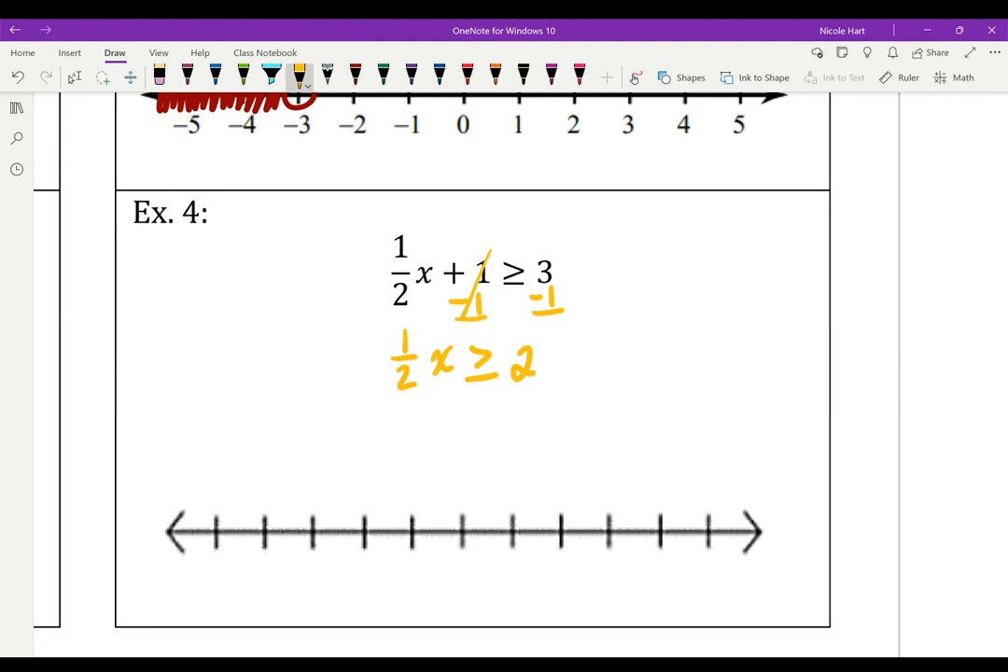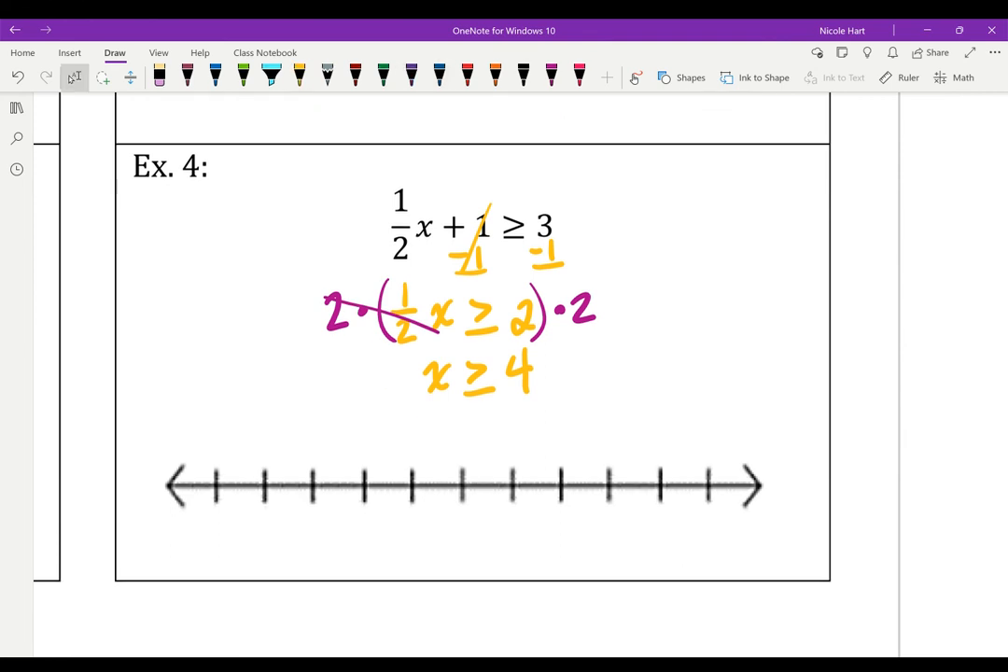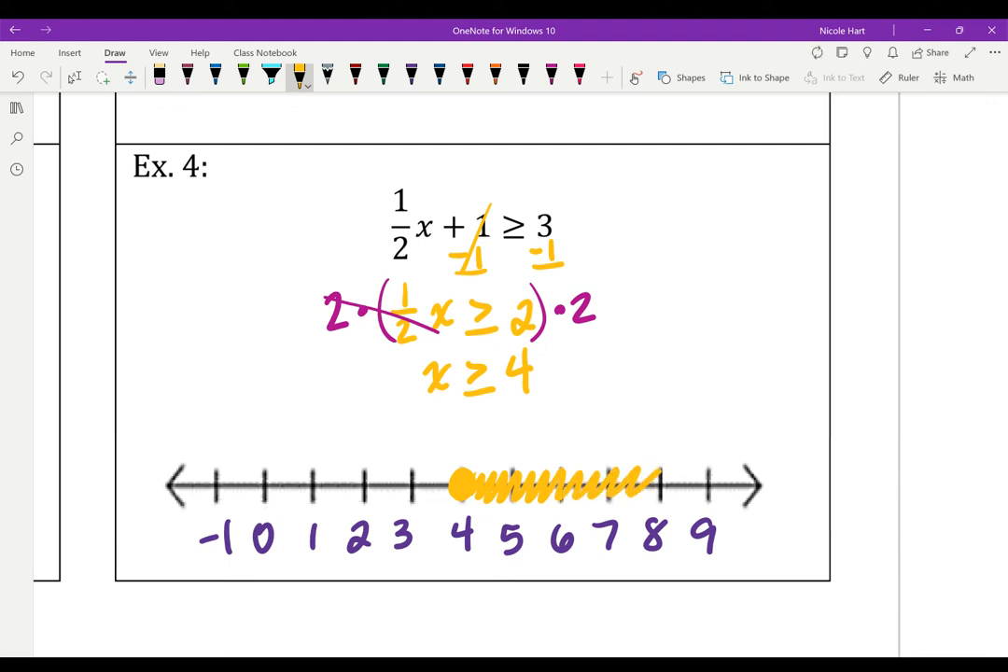And then to get rid of the 1/2, I am going to multiply both sides by 2. When I do that, the 2 and the 1/2 disappear, and we are just left with x is greater than or equal to 2 times 2 is 4. So don't forget, if I don't give you numbers, you can easily add numbers yourself. 3, 2, 1, 0, -1. Because this is x is greater than or equal to, we are going to do a closed circle at 4, and it's greater than, so we are going to go to the right.